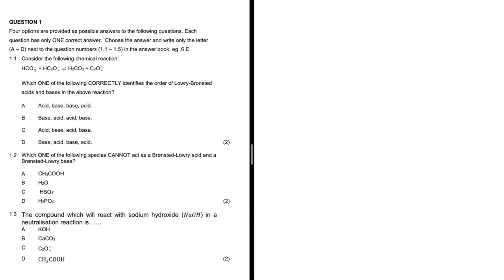Right. So question 1. We usually don't read these instructions. We just know what to do, but let's take a look and see what is happening. Four options are provided as possible answers to the following questions.